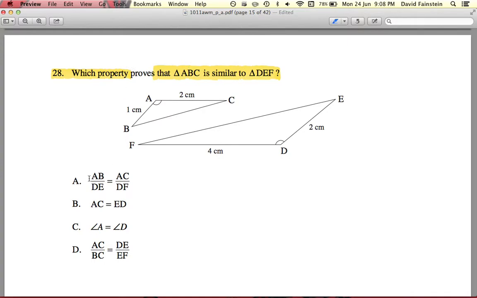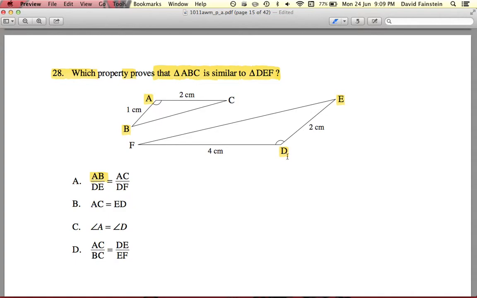This question is rather difficult because everything equals everything. For each individual answer, A, B, C, and D, something is equal to something else. And therefore, something always proves something else. But the question is asking which property proves, or you could put in the word equals. So the question could sound like this: which property equals triangle ABC is similar to triangle DEF? Which property? So in this one, I think I actually went over this in my last video, but just in case I didn't, AB, that's from right here to right here, over DE, from right here to right here.